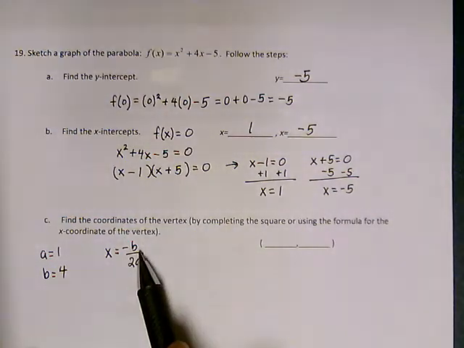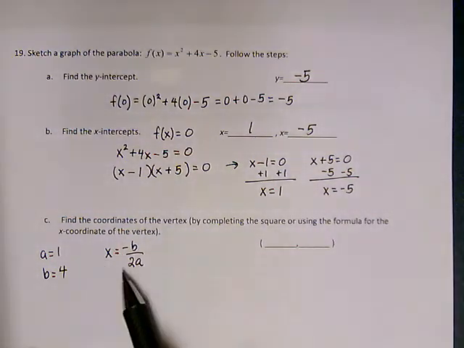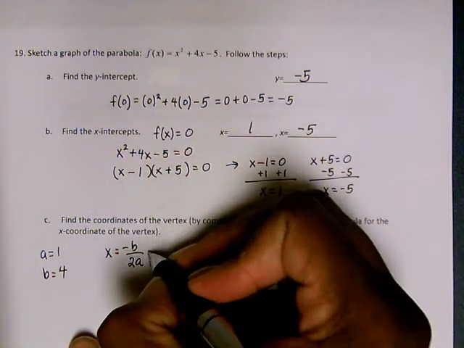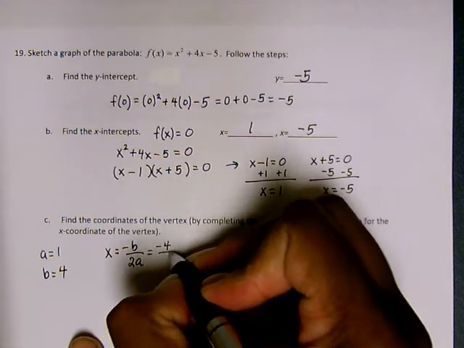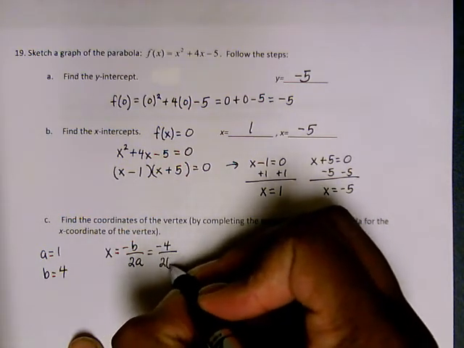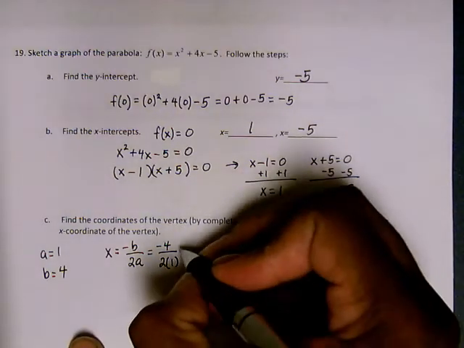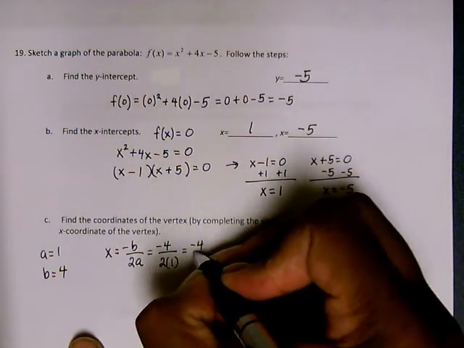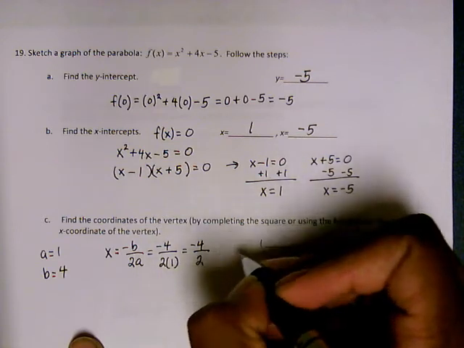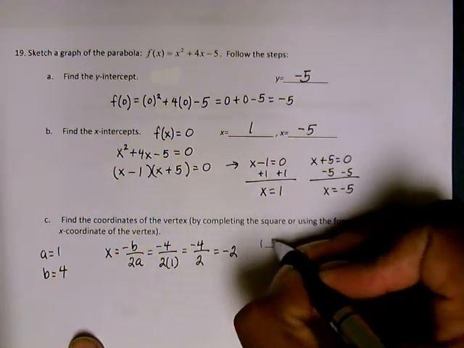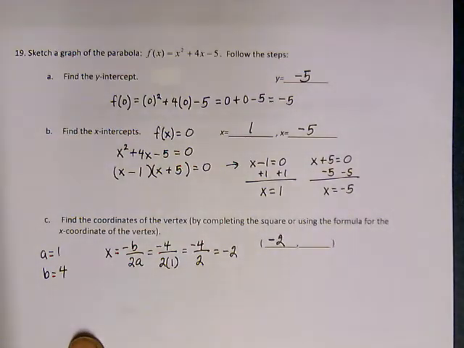So we're going to use that to find the x-coordinate of the vertex using x equals negative b over 2a. So here, b is 4, so this will be negative 4 in the numerator. The denominator will be 2 times a, which is 1. Now let's simplify this. This will be negative 4 over 2 times 1, which is 2. Negative 4 divided by 2 is negative 2. So I know the x-coordinate of my vertex will be negative 2.